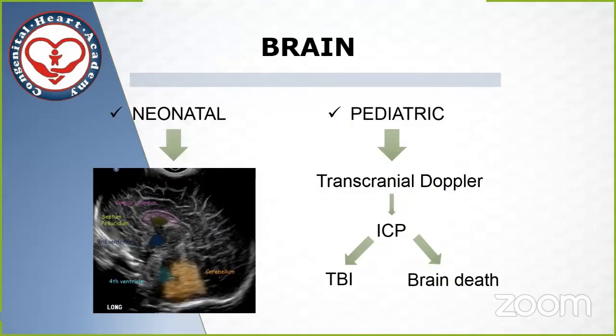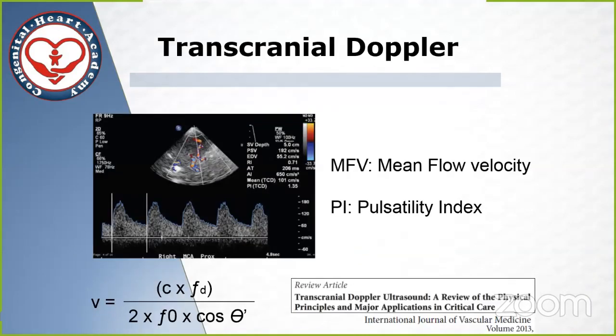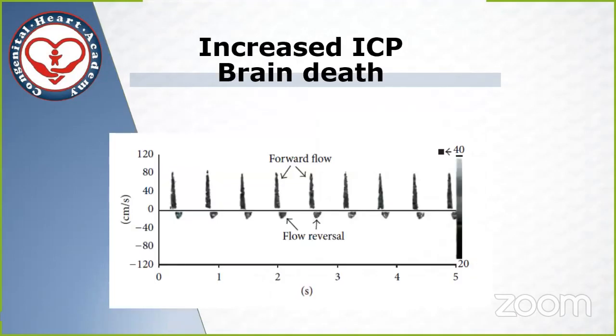Far from the lungs, we have the brain, but it's probably really important to assess brain function. There is limited information right now that we can take at the bedside, but there are more and more people who are becoming experts. What we are trying to do is assess the mean flow velocity and the pulsatility index, which will give us very important information on increased intracranial pressure.